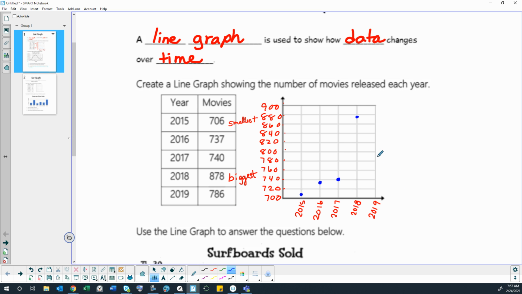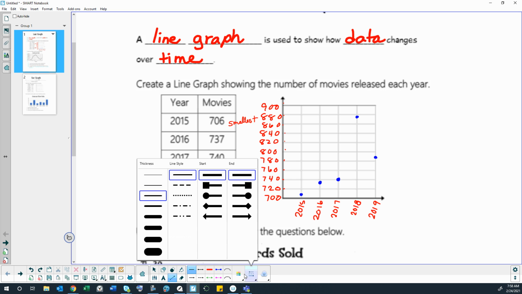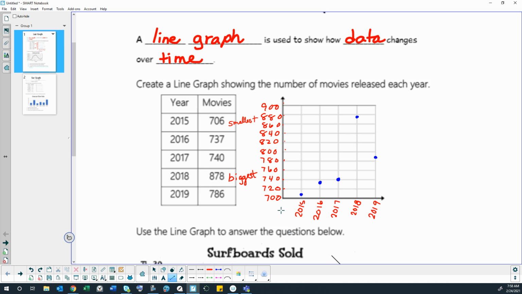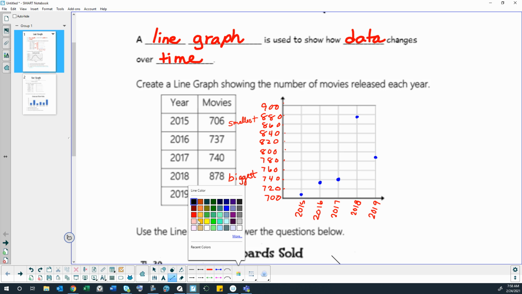It would be really interesting after this pandemic year of ours to see what happened in 2020, just because theaters shut down and I feel like a lot fewer movies were released than were expected to. Some of them were delayed, like Top Gun put off till next year and things like that. So that would probably be a huge dip in data, and our data might even have to go below 700. Who knows? I'm just making some random guesses.